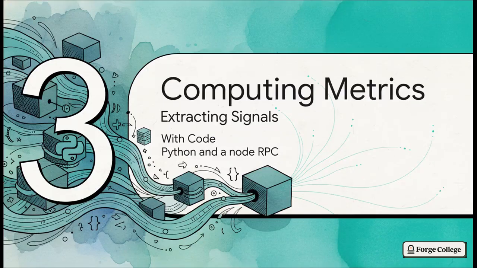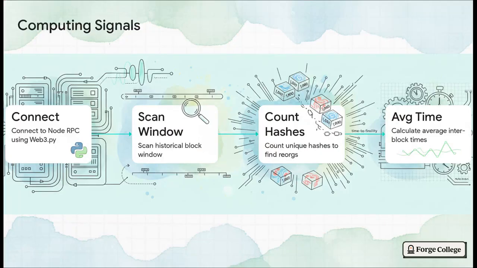Let's dive into part 3, computing metrics, where we extract these signals using code. Think of this like a blueprint. First, you're going to connect your node RPC using a library like web3.py. Second, you scan a historical window of blocks, let's say the last 5,000 blocks. Third, and this is where the magic happens, you look at the block heights and count the unique block hashes.